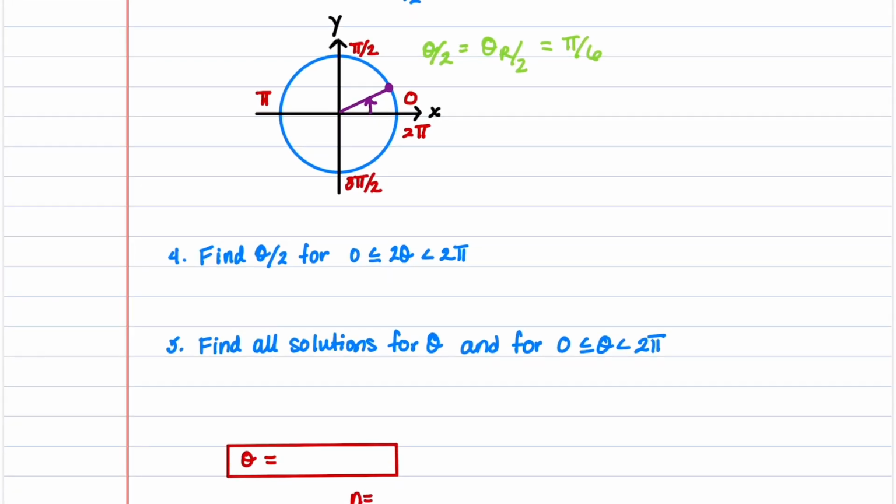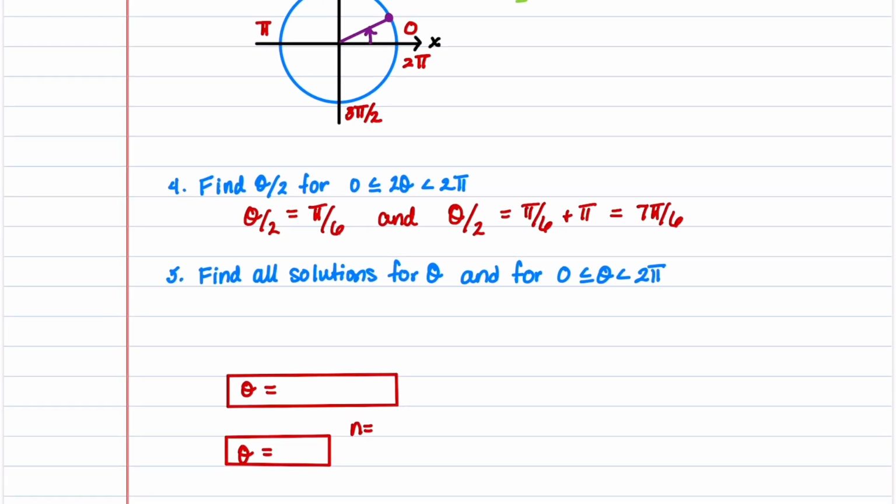For step 4, we'll write down that theta divided by 2 is equal to pi over 6, and in quadrant 3, theta divided by 2 is going to be pi over 6 plus pi, which is equal to 7 pi over 6. All the solutions are going to look like theta divided by 2 is equal to pi over 6 plus n pi, and theta divided by 2 is going to be 7 pi over 6 plus n pi.